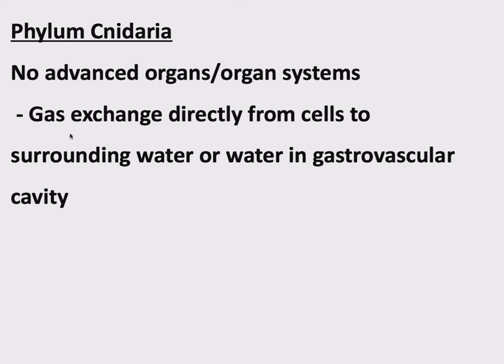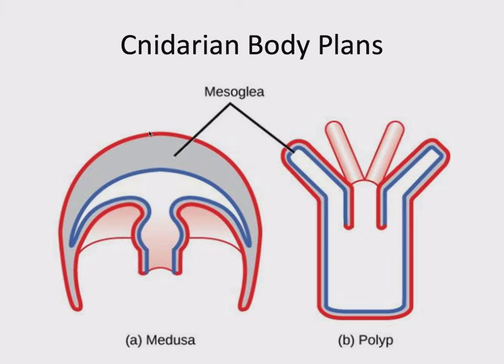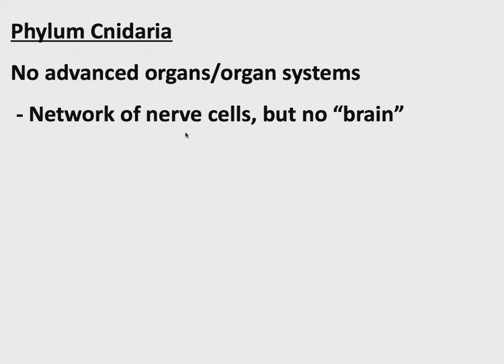Gas exchange, we're going to discuss this in most of the groups we talk about. There are no gills or lungs. Gas exchange is just done directly from the cells to the surrounding water or the water within that gastrovascular cavity. By being relatively thin and having thin skin, they don't need lungs or a respiratory system or gills. They can just do gas exchange directly from the cells to the gases in the surrounding water. They do have nerve cells to, in a coordinated fashion, grab something and bring it to the gastrovascular cavity to eat, but there's no brain. Again, there's no complex organ system, so there's definitely no brain in cnidarians.